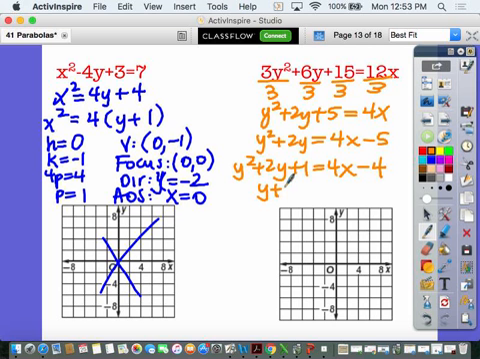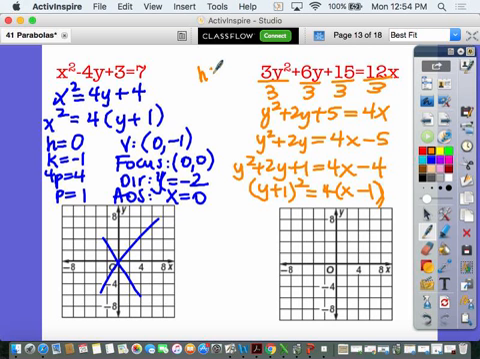So that'll be y plus 1 squared equals 4x minus 4. Basically, to go from this line to the last line, you factor that left side, because you need it in that standard form.